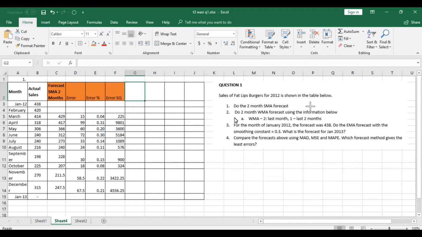So next is part 2. Do 2 months wedge moving average forecast using the information below. A. Wedge moving average, 2 for the last month and 1 for the last 2 months. So it means that 2 was for February and 1 was for the month before, which is January. So here we are going to do wedge moving average, which is again for 2 months.